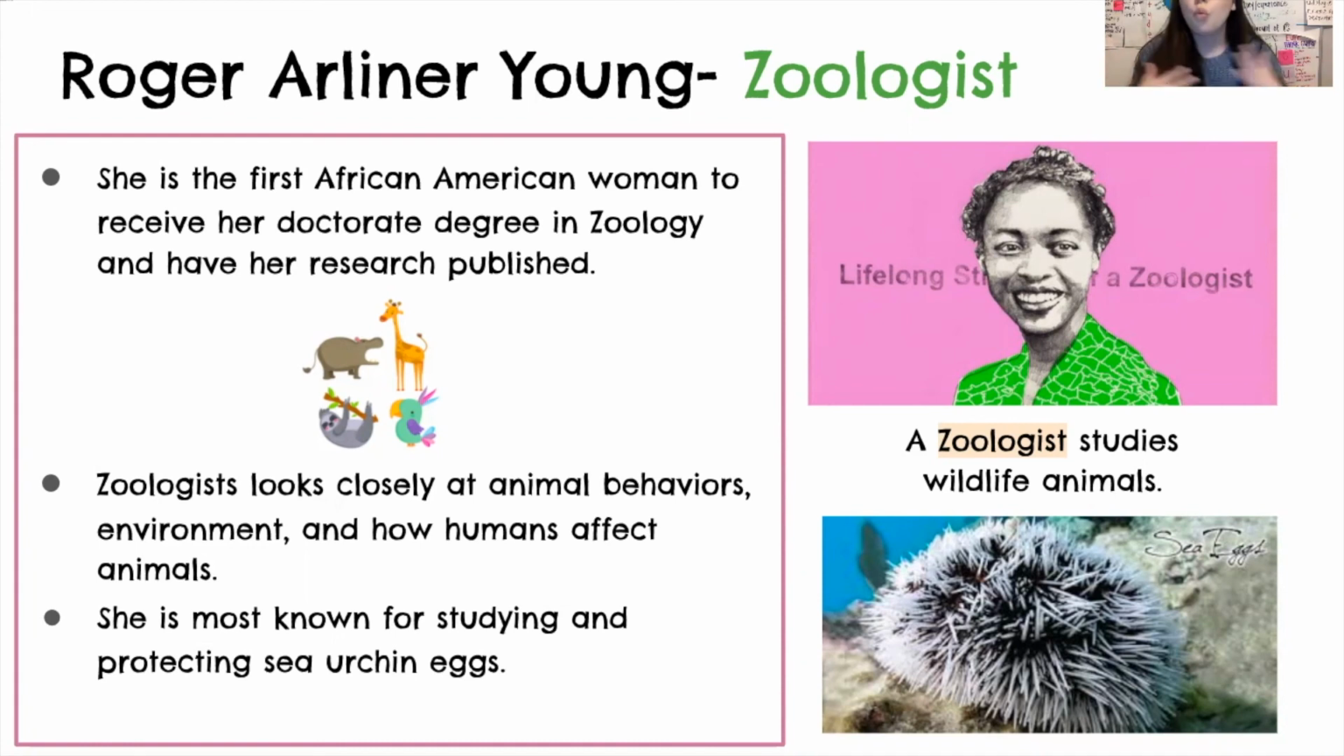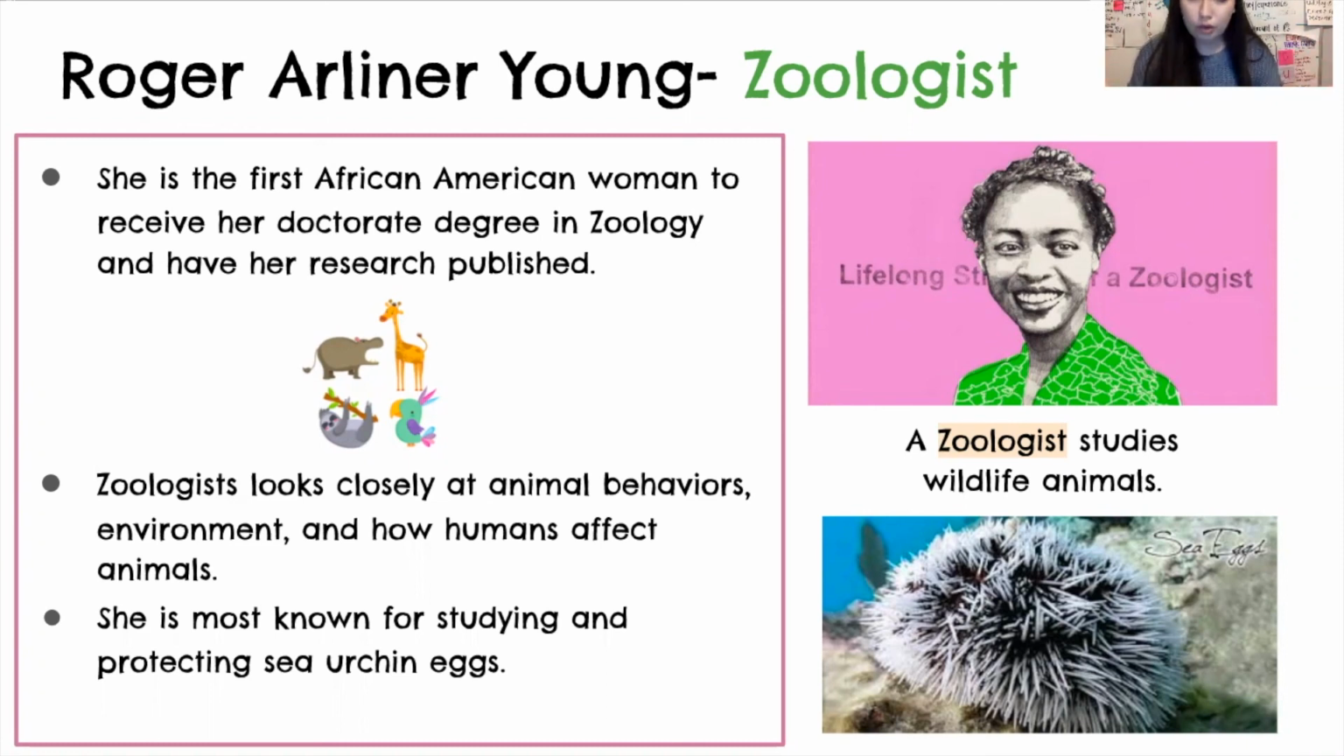Most of the time they're wildlife animals. So that means they don't study dogs. No, they study animals across the world that live in the wild. Okay, so she is such an important scientist because she is the first African American woman to receive a doctorate degree in zoology, and her research was published. That means she studied animals all the way to get her doctorate degree, and then she wrote up all her findings, and now she shared it with the world. She wrote down a paper, and other people were able to read what she found.